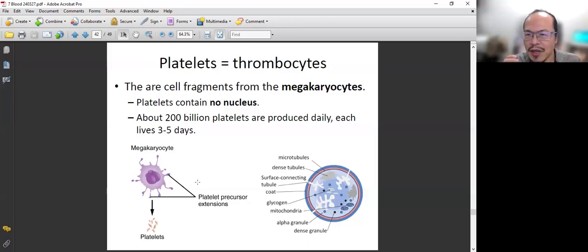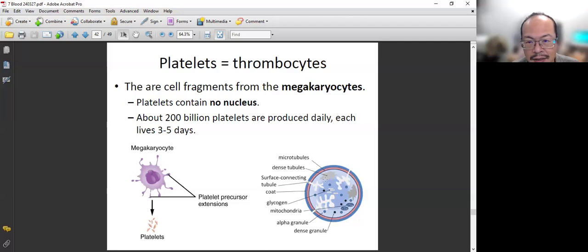And platelet is much smaller. You can see that it's only a fragment of these cells. So they are very small. About 200 billion platelets are produced daily. Each one lives about 3 to 5 days. We don't really care about this recycling. We don't really talk too much about it. The amount, even though it's a lot, compared to red blood cell is much, much less. Besides that, the size is very small. It doesn't really cause too much burden compared to the red blood cell if we don't really take care of them very well. Yeah, so that's that.